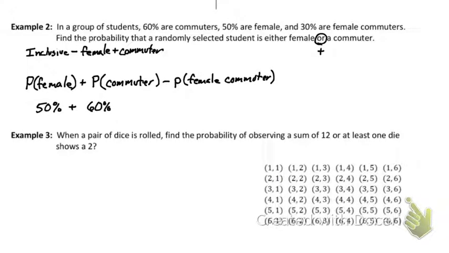Well, right there, if you forgot to subtract something, you should be like, I have a 110% chance of pulling. That doesn't make any sense. Probability only goes up to 100%. So that'd be your sign that we should have subtracted something, and we need to subtract the overlap, which are female commuters, which is that minus 30%. So that's going to equal, we have an 80% chance of that randomly selected person being a female or a commuter. You could turn that into a fraction if you want to, 8 over 10. But I'm going to stick with 80%.